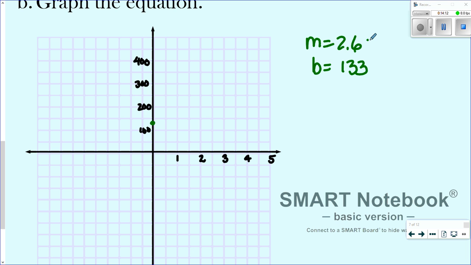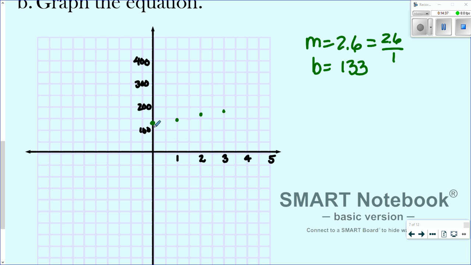But 2.6 is the same as 2.6 over 1. So that means I'm going to go 2.6 up and then 1 over. So then it'd be 2.6 and then 1 over. Then maybe another 2.6, 1 over. You just have to eyeball it because, again, the scale is a bit wonky.